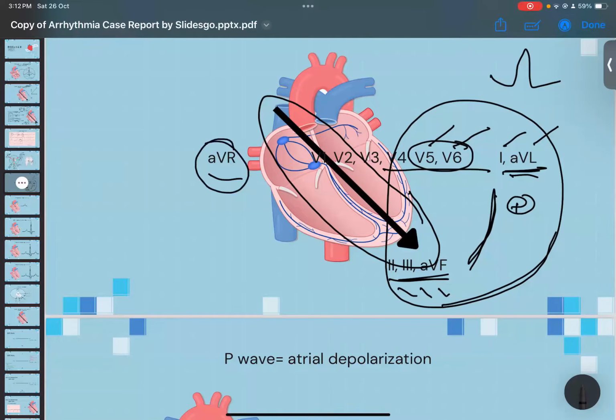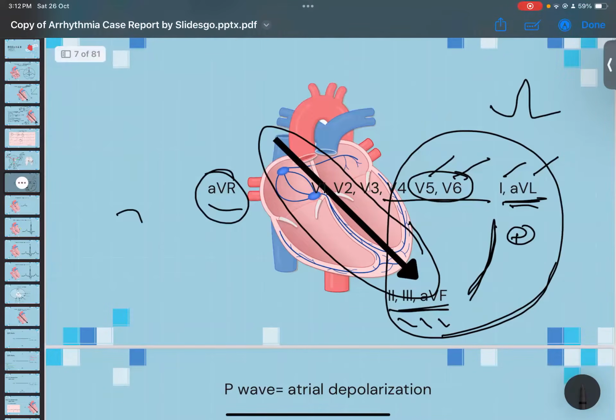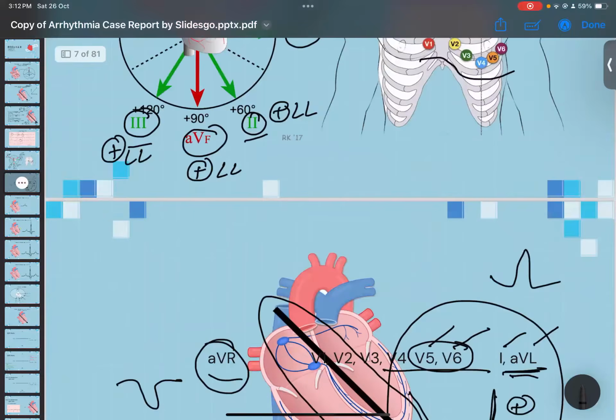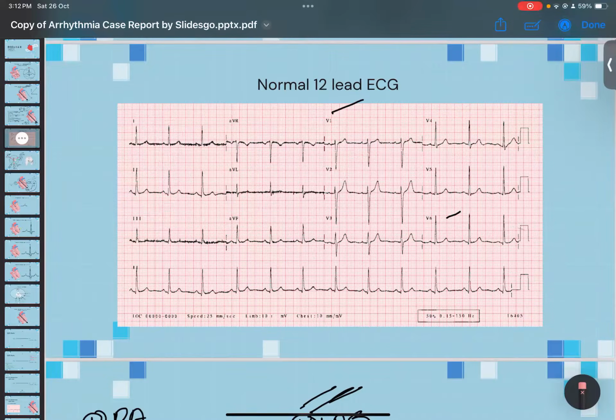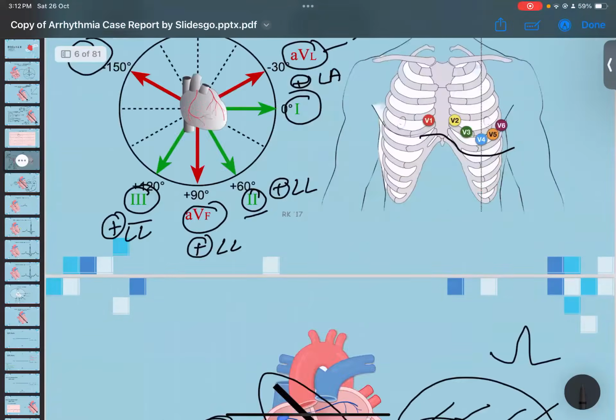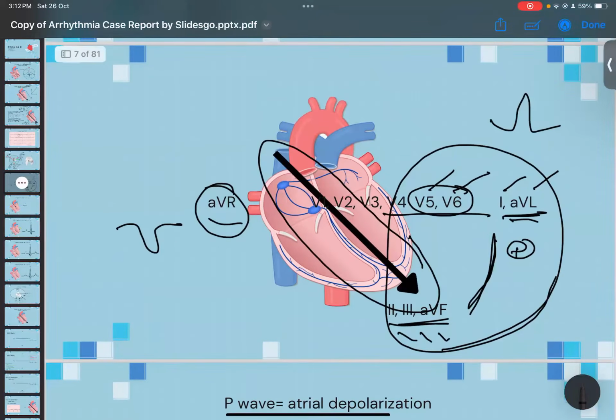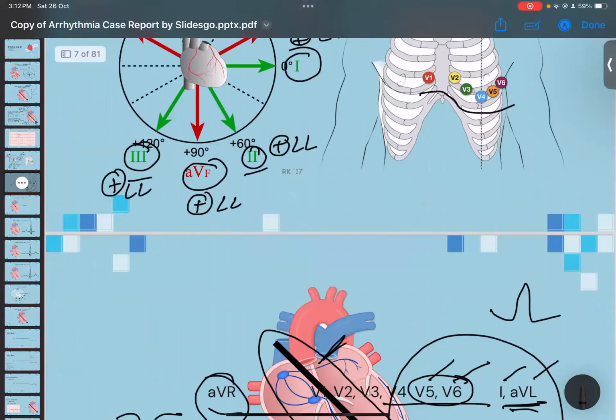And in AVR in particular, you're going to see a negative deflection, okay? Like here, for example, this is a normal ECG, right? Let me just raise this. So here, AVR is always going to be negative, and the reason is that this vector is always going away from it, okay?